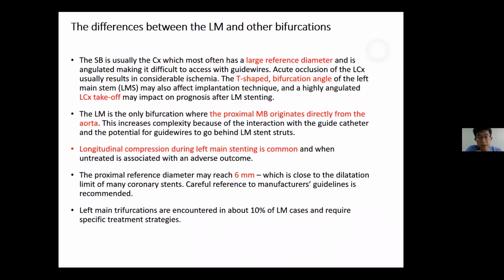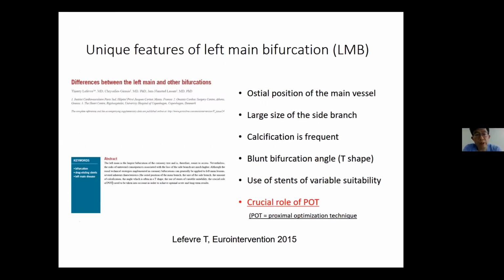And finally, the proximal reference diameter may reach 6 millimeters, which is close to the dilatation limit of many coronary stents. This is the same slide, the unique features of left main bifurcation, from the paper in EuroIntervention 2015: ostial position of the main vessel, large size of the side branch, and frequent calcification. Blunt bifurcation angle, meaning T-shape, and the crucial role of POT. POT technique is very important in LMT lesions.